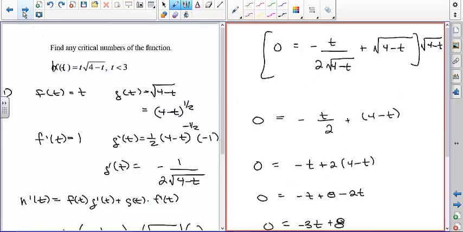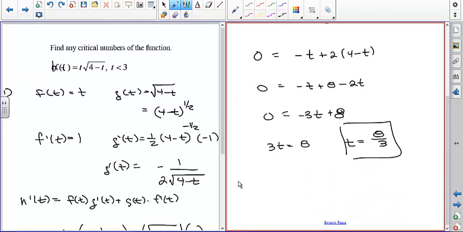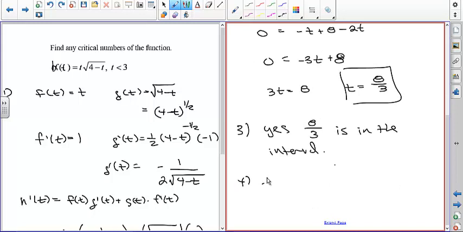And therefore, we can write that down. So step 3, yes, 8/3 is in the interval. So it applies to this particular question. And therefore, number 4 says, therefore, we have a critical number at t equals 8/3. So there's one critical number. Now, if there is a minimum or maximum, it has to occur at t equals 8/3. It may not occur at 8/3, but if it actually does have a minimum or maximum, it occurs at this value. So let's plot the function that we are looking at here.